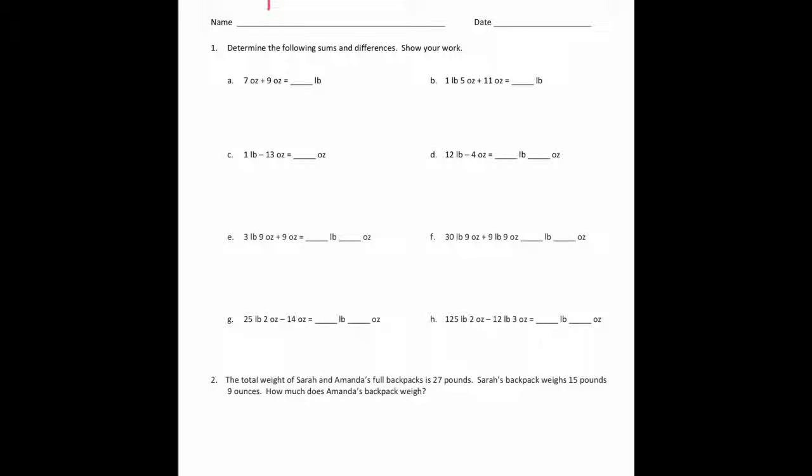So the way we're going to add these is using the conversion factor. 16 ounces is equal to 1 pound. And so we're going to start off with A, where it says 7 ounces plus 9 ounces. Well, that'll give us 16 ounces, which we know is equal to 1 pound.